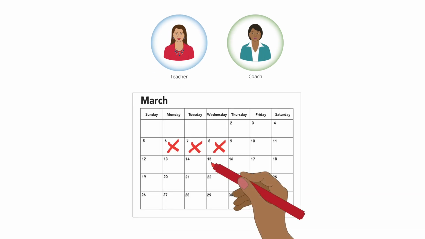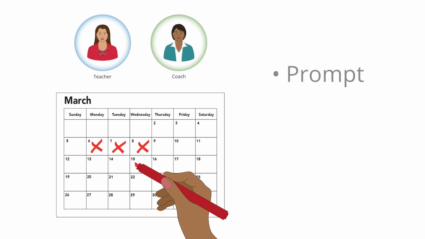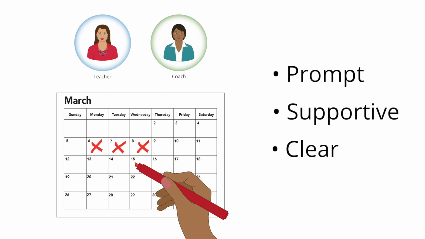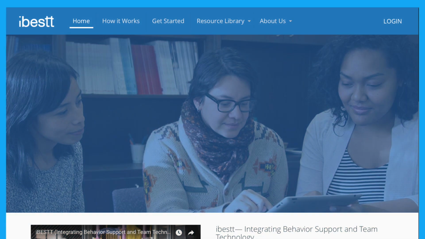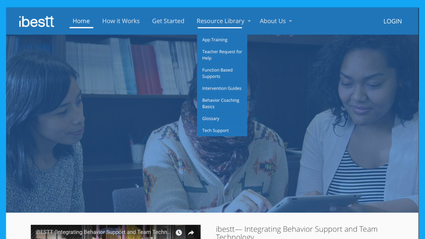assigned to the case. Because this is the coach's first contact with the teacher, it's important for the coach to be prompt, supportive, and clear with the teacher about the steps of the process. A coach can be supportive by acknowledging that the teacher's request has been reviewed and by explaining the next steps of the classroom check. The coach should also direct the teacher to the iBest website. The training resources of the resource library give teachers an overview of the entire iBest process.